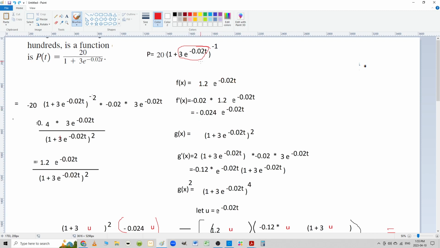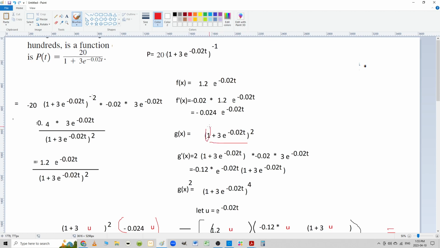The reason I just make u equal to this part is because I want to get rid of all these numbers in front. They play a role. So I have this. Notice all this. I have this times that. That's f prime of x. g prime of x is this. I've got to use the chain rule. I've got to bring the 2 down in front. It becomes a 1. Then I've got to take the derivative of everything in this bracket.